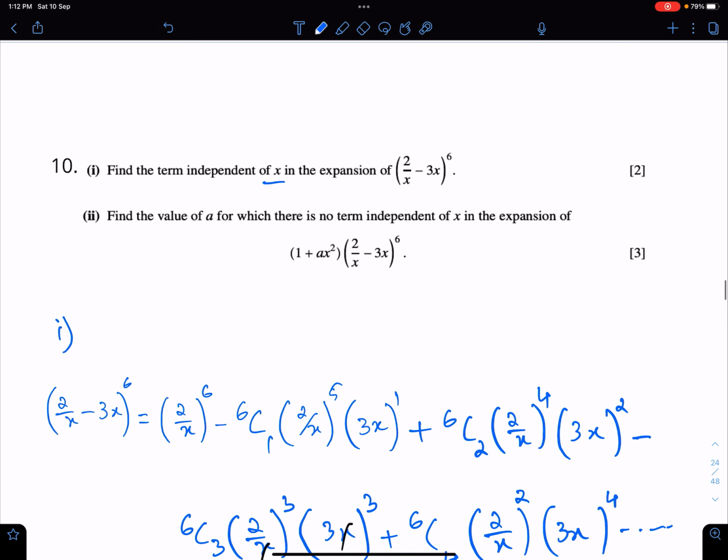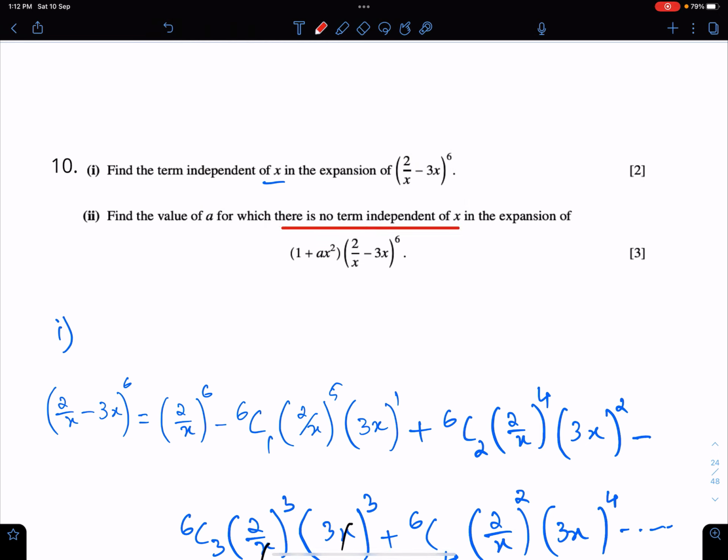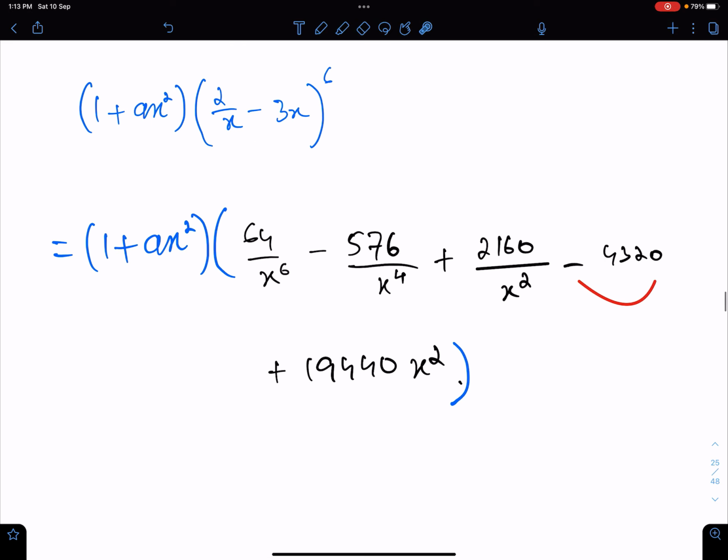Now the question is, find the value of a for which there is no term independent of x. Now what does it mean? No term independent of x. Well, independent of x means x power 0, and no term means 0. So altogether this statement means 0 times x power 0, meaning there is no constant term. The constant term is 0, you can say.